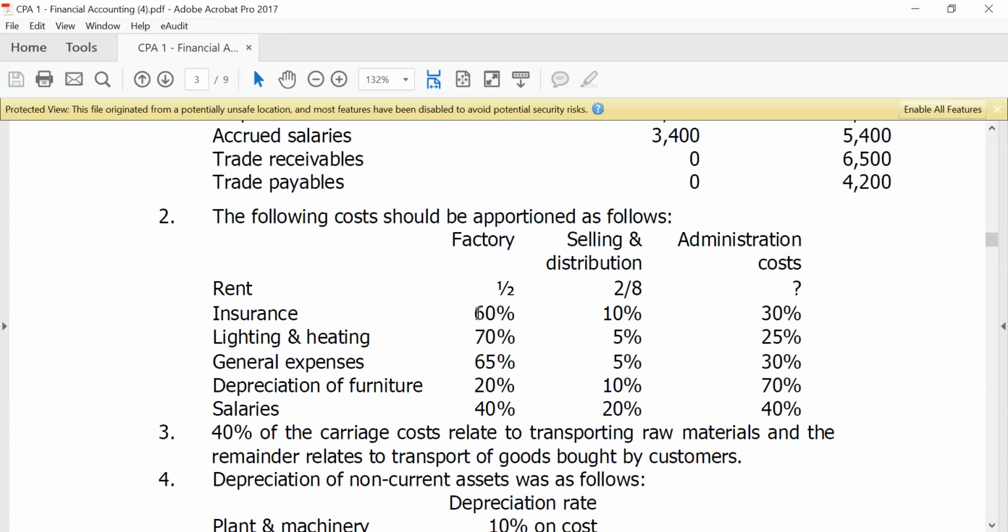Then we have insurance. You can see insurance 60, then 10, then 30. I think you can see that this plus this will give you 100. So if it's percentages, they should add to 100. If it's ratios, they should add to 1, the big 1. And then we have lighting and heating, as we can see, 75%, 25. General expenses, 65, 5, 30. Then we have depreciation, 20%, 10%, 70%.